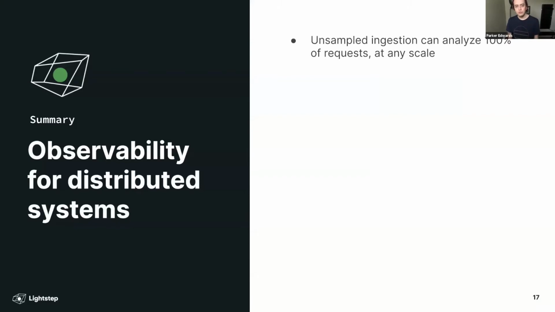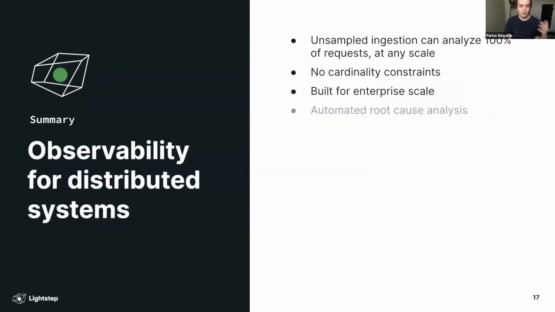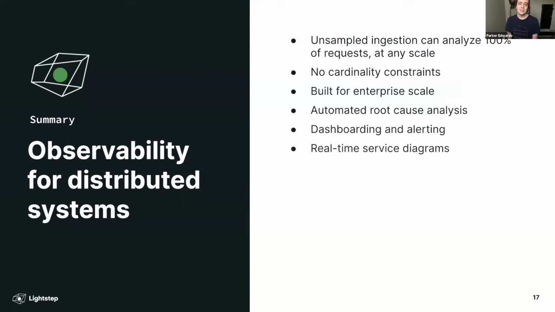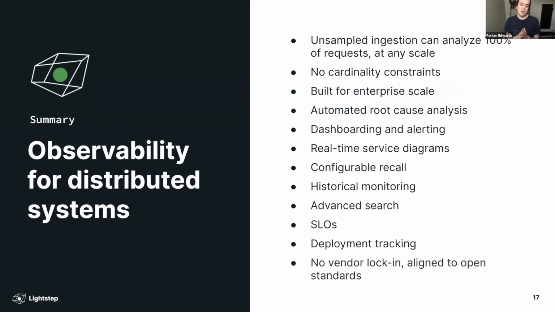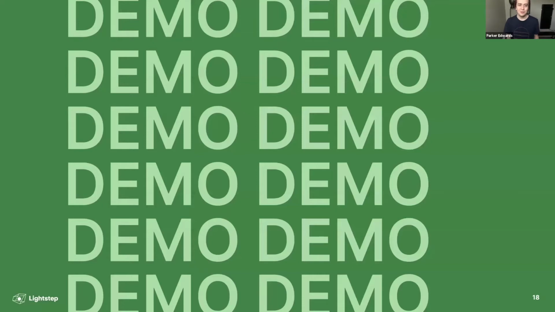And if you are new to Lightstep, you don't know or have experience with us, there are some other things that we are very good at, specifically that we can work off of an unsampled data set with no cardinality constraints. And that's going to allow you to make very advanced queries, do deployment tracking, look at SLOs and generate real-time dynamic service diagrams. All of this, of course, with no vendor lock-in, aligned fully to OpenTelemetry. If you have any questions here, certainly let me know. But with that, I think we can jump into the demo.